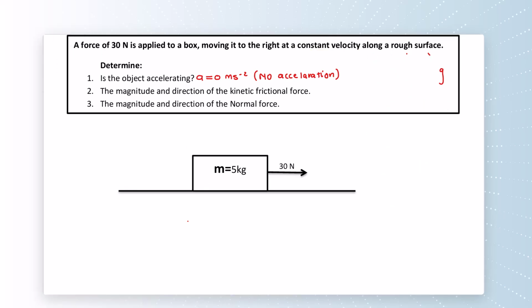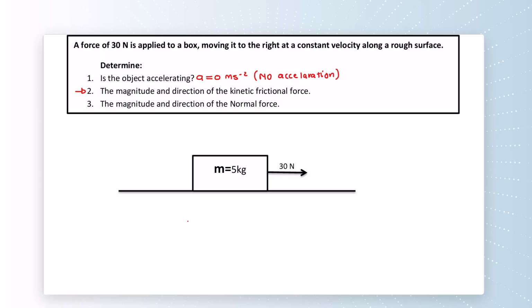Okay? So for the magnitude and the direction of the kinetic frictional force, they want us to determine the magnitude and the direction of the frictional force. That's question number 2 that I'm reading now. In order to answer that, you need to first identify where your frictional force is acting. Is it horizontal? Is it vertical? Is it inclined at an angle? You need to first find out where your frictional force is.